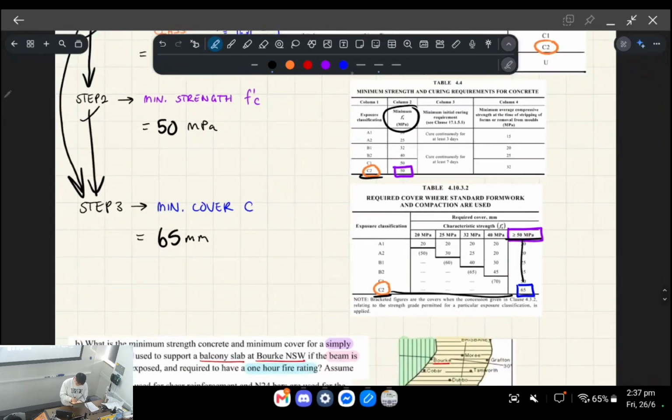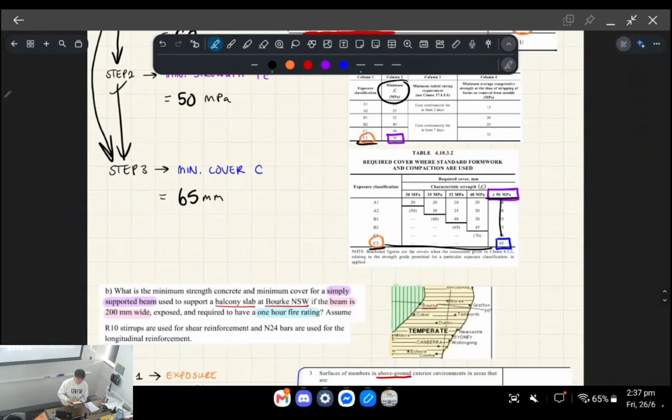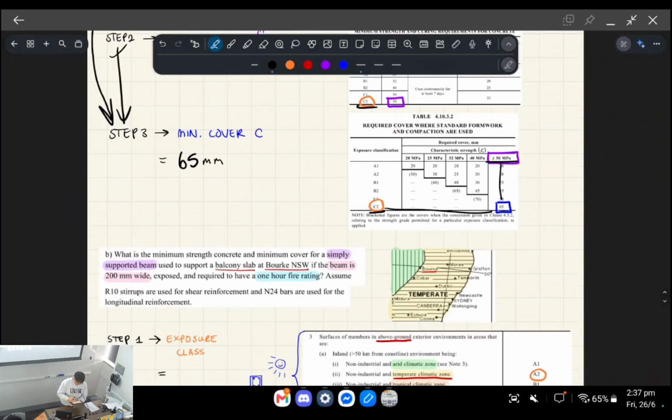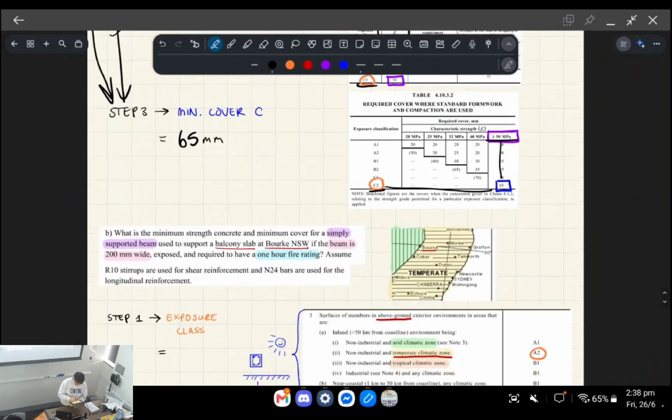Am I going too fast? So that's basically it. That's as complicated as it gets, pretty much, when you're figuring out the exposure class and then the amount of cover you need. It's a matter of reading the tables and interpreting the language correctly. All right, let's look at a slightly more complicated example.